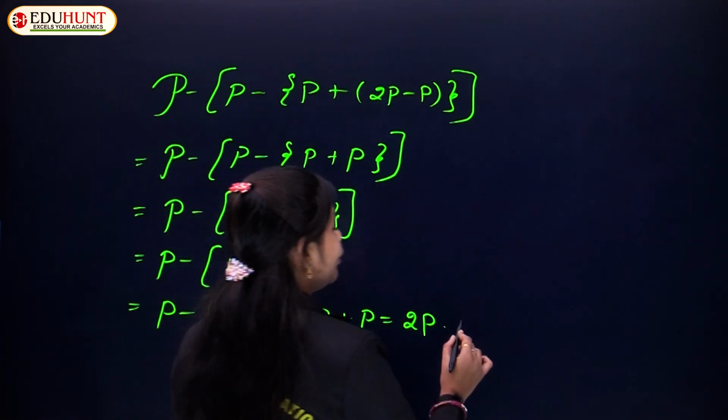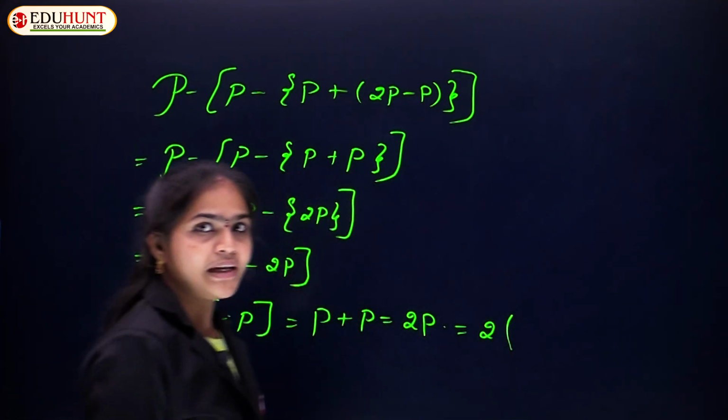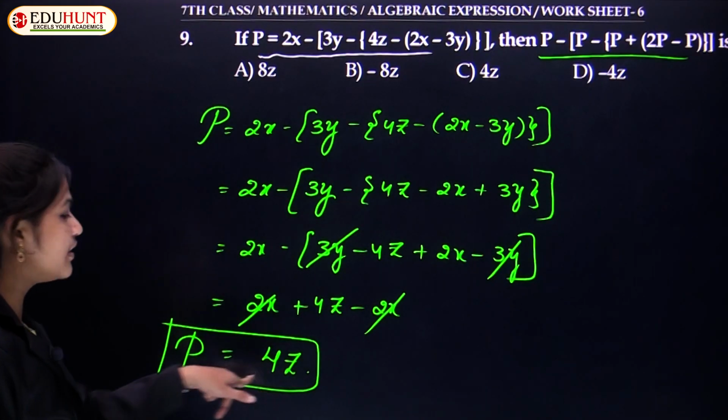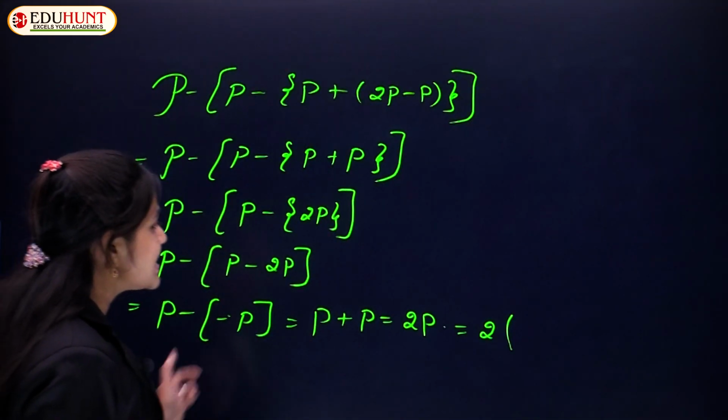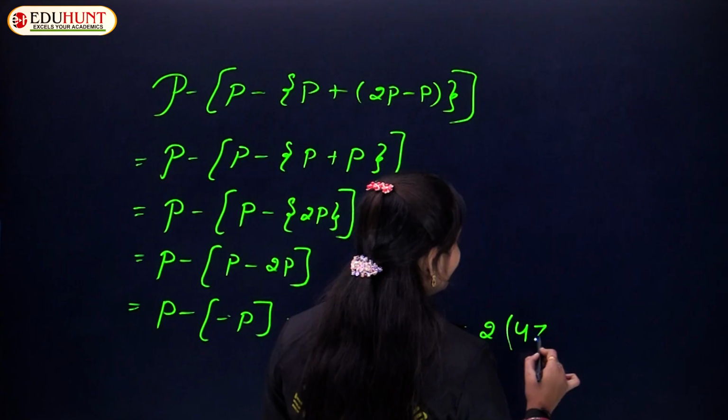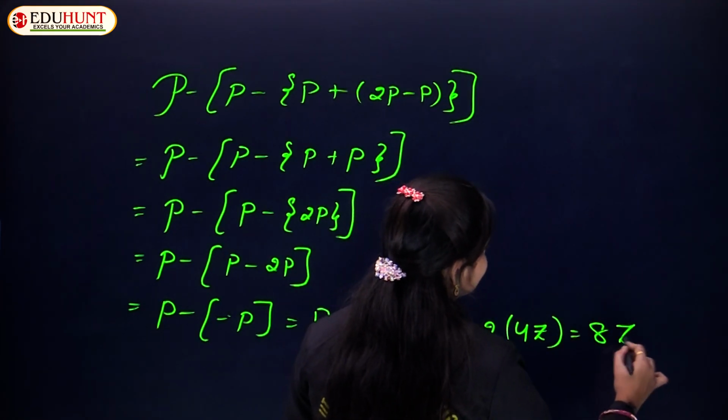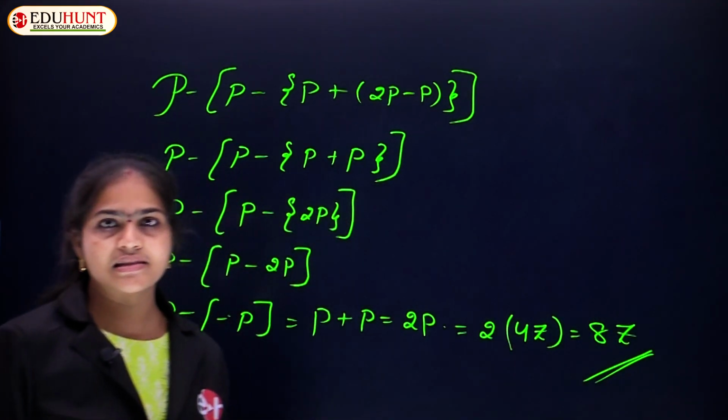Now here we know the value of P, right? What is the value of P here? That is 4Z we got here. P is equal to 4Z. So just substitute that 4Z here, 2 into 4Z, which is equal to 8Z, is the required answer.